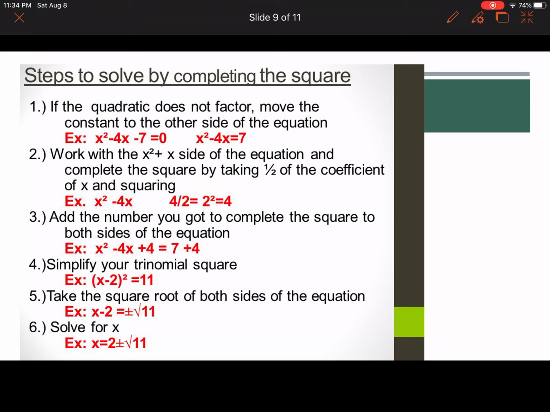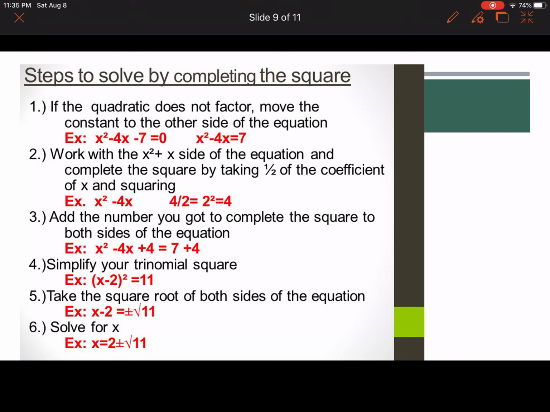In order to complete the square, we're going to take the b value, divide it by 2, and square it. Step 3 is to add that number that we get to complete the square to both sides. Number 4, simplify your trinomial, factor it down. Step 5 is to take the square roots, and step 6 is to solve for x.